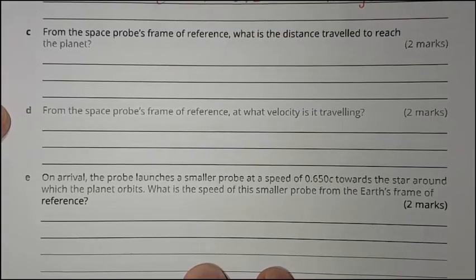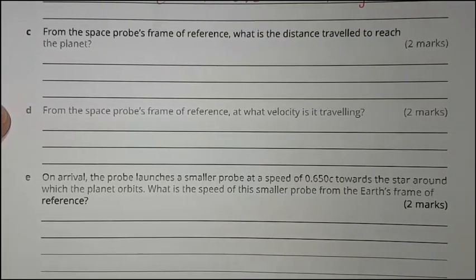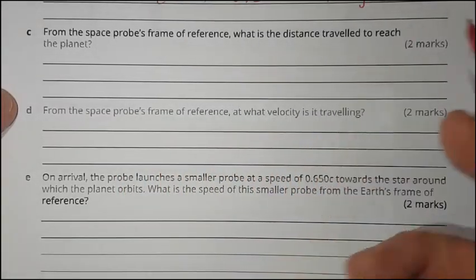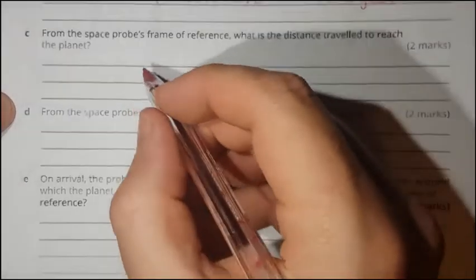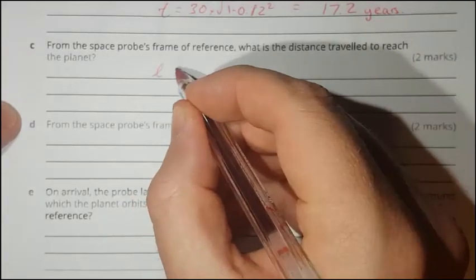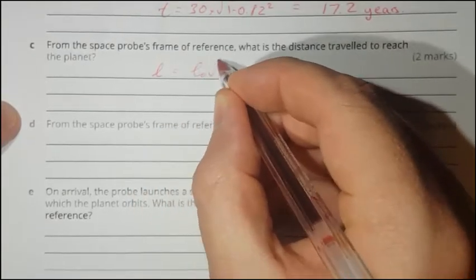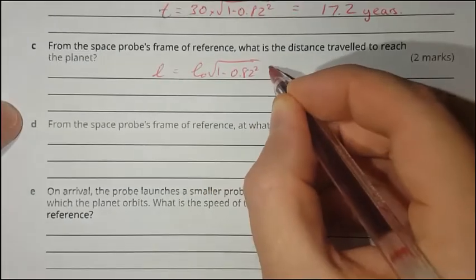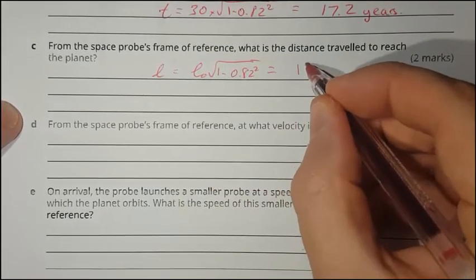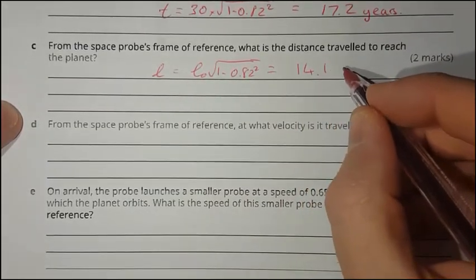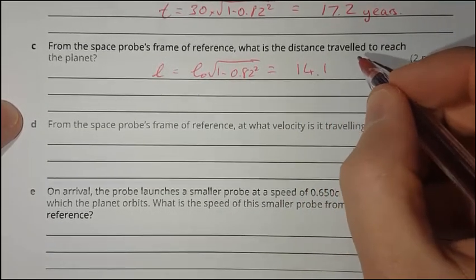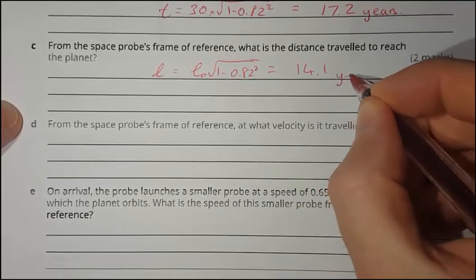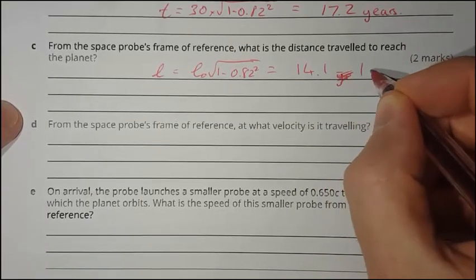Following on from part B, now we're looking at C. It's asking us from the probe's frame of reference, what is the distance travelled? So we are now actually going to be applying length contraction. That's pretty straightforward as well. And then you should get 14.1 light years. Again, you know that it's going to be smaller, so you know what you need to do with that factor. Oh, sorry, light years.